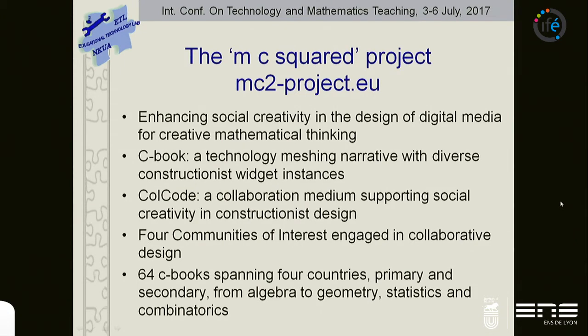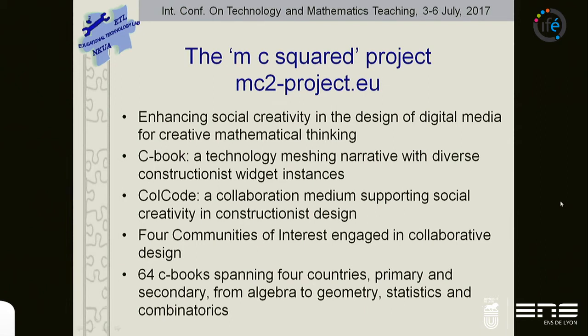The MC Square project, what did we do? Well, the objective was to find ways to enhance social creativity in the design of digital media for creative mathematical thinking. This was a very strange call. It had nothing to do with education, nothing to do with mathematics. What we were required was to find technologies with which we could support professionals in the creative industries. And it seems that some reviewer bought the story that we built in the proposal, that education is a creative industry, and that's how we got it.